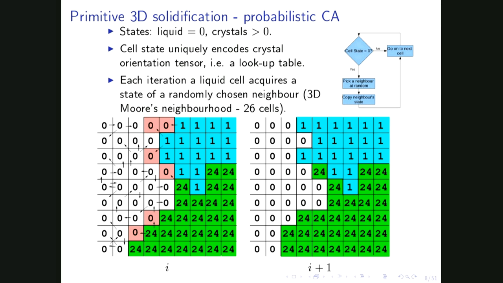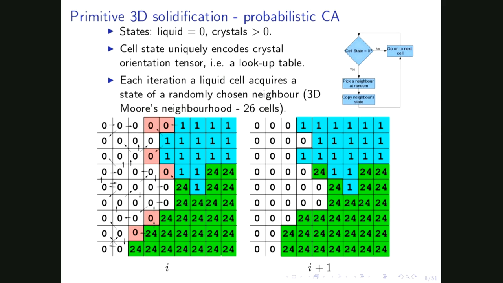As an example here, we show a very simple probabilistic CA for solidification. The image on the left is iteration I, and the image on the right is the states at the end of iteration I plus one. Non-zero numbers denote unique crystallographic orientations of single crystals, and zero denotes liquid phase. A single crystal is simply a blob of connected CA cells of some kind or number.